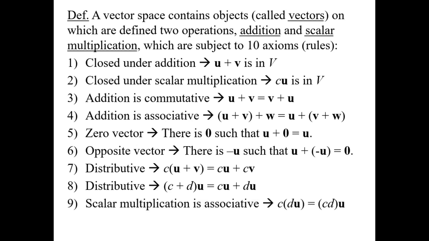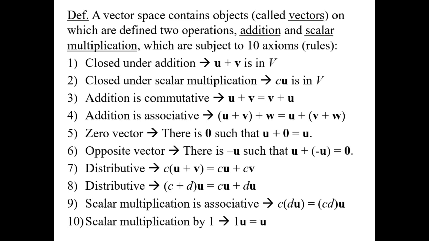The scalar multiplication is associative. Again, you can switch the order. You can either multiply the scalars one by one or multiply them first and then multiply by u. Again, this one's fairly going to be true generally. And then scalar multiplication by 1. Okay, if you multiply a vector by 1, the result should be the original vector again. Okay, these are all the properties.